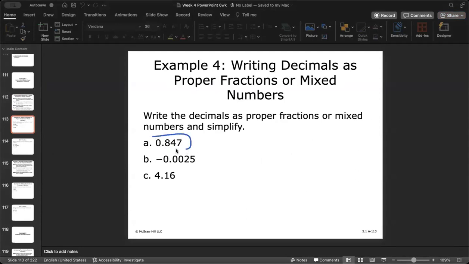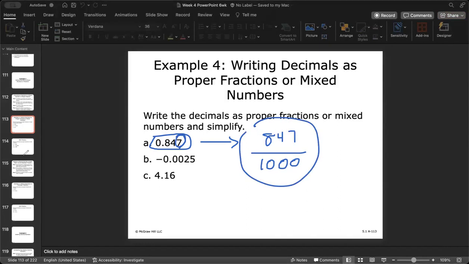So let's take something like this, 0.847. What you do is you look at the place of the last decimal, and that's the 7 here, and it's in the thousandths place. So you take the 847, no decimal, put it in the numerator of a fraction, and the place you're at, the thousandths, write the number 1,000. It's the last decimal place that tells you what number you're going to write in the denominator. So that's this decimal as a fraction, 847 over 1,000.